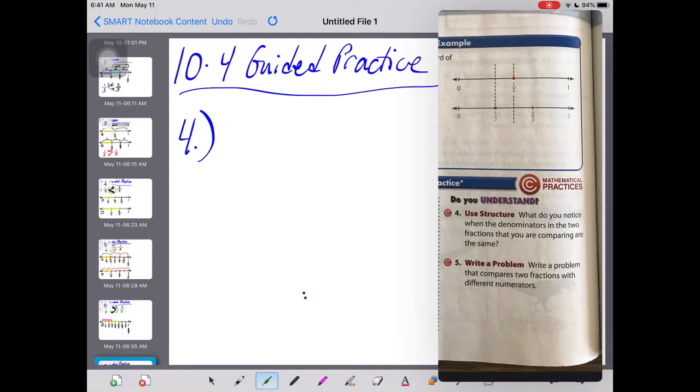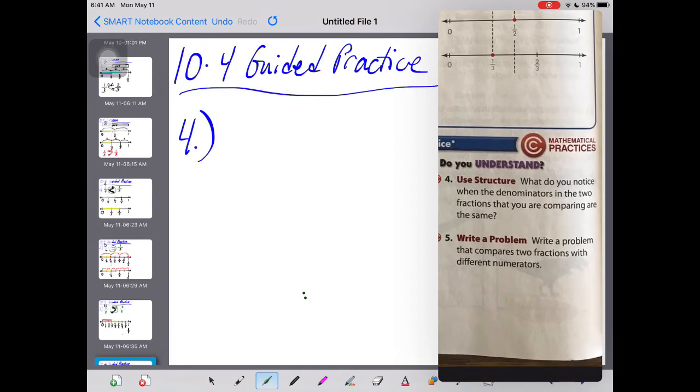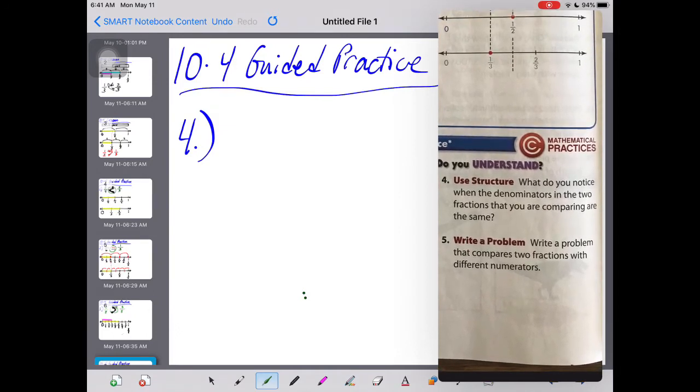Number 4, guided practice. Let's see, you're going to be using your brain, your little noggin, for this one. Let's take a look at what it is asking you to reflect upon. It says, what do you notice when the denominators in the two fractions that you are comparing are the same? When the denominators of the fractions are the same, what do you notice about them?